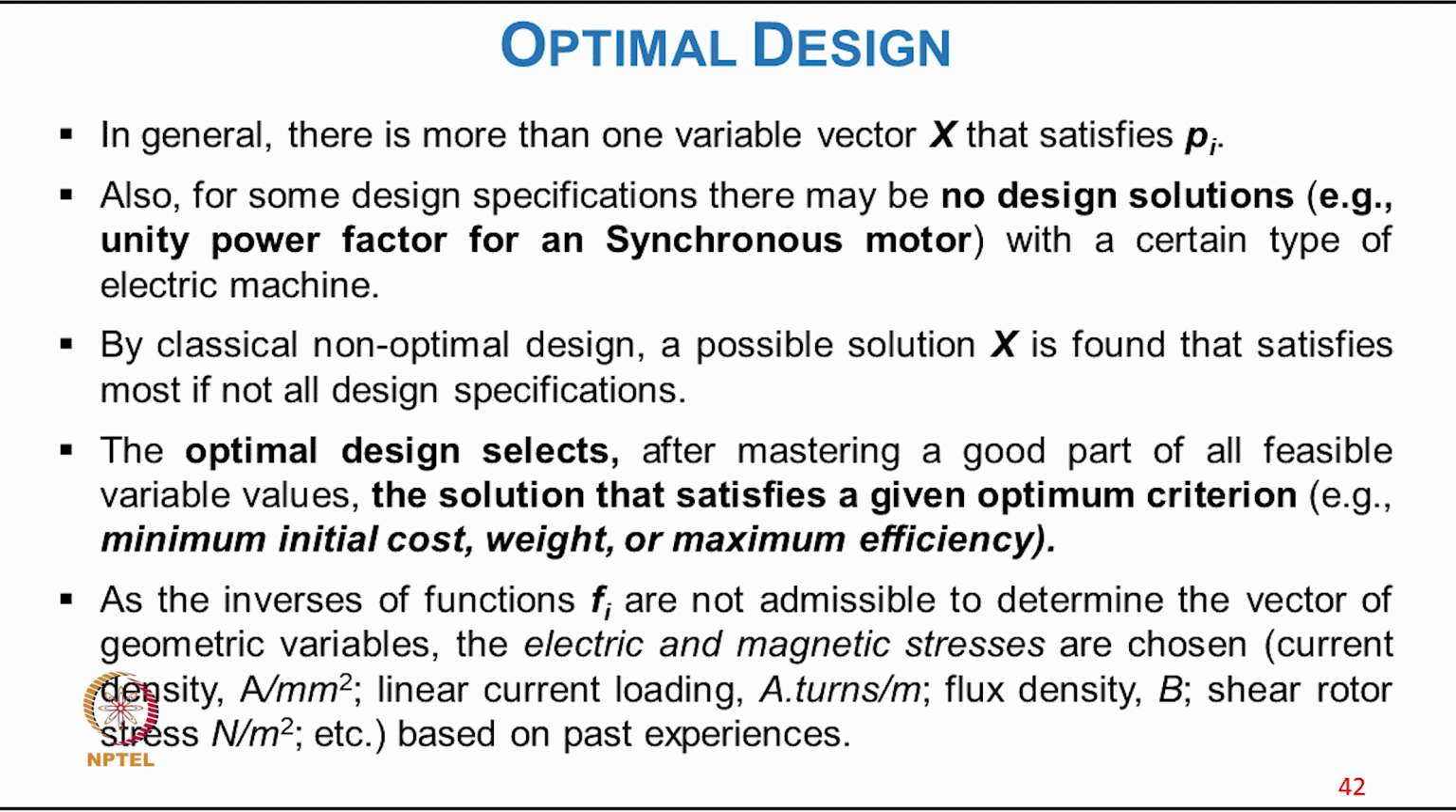By classical non-optimum design, a possible x is found that satisfies most of the design specifications, not all. The optimal design selects, after mastering a good part of the feasible variable values, the solution that satisfies a given optimum criterion: the minimum initial cost, weight, or maximum efficiency. Since the inverses of the functions fi are not admissible to determine the vector of geometrical variables, electromagnetic stresses are chosen: current density in ampere per meter square, linear current density in ampere turns per meter, flux density B, and shear stress in Newton per meter square, based on past experience.